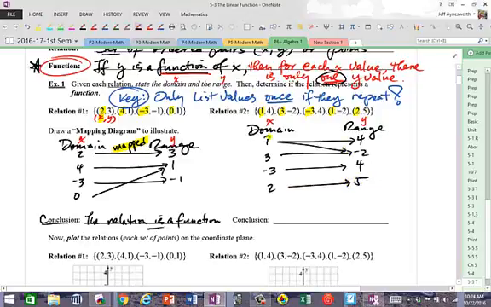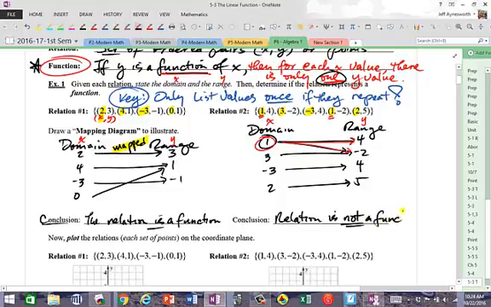Notice right here, let's circle this guy. We've got a little problem right here. 1 gets mapped to 2 y values. It gets mapped to 4, and it gets mapped to negative 2. So right here, when there's a repetition in the domain, it gets mapped to more than one y value. It violates the definition of a function. So this relation is not a function.